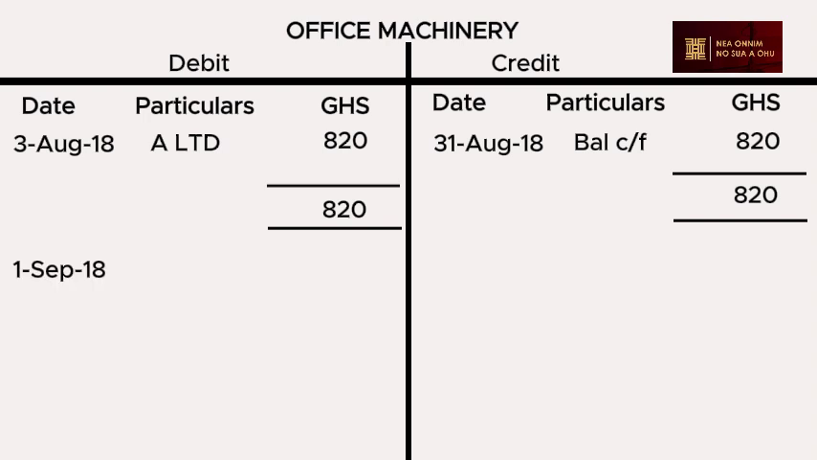We double underline both sides, and then we bring the balance brought forward into the new period, which is 1st September, on what? The debit side, because we are doing the reverse, all right? On the debit side, and the amount is what? 820 Ghana cedis. Done.